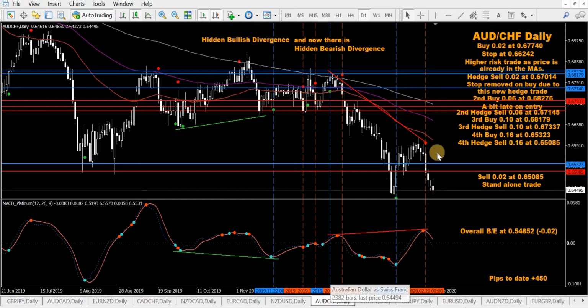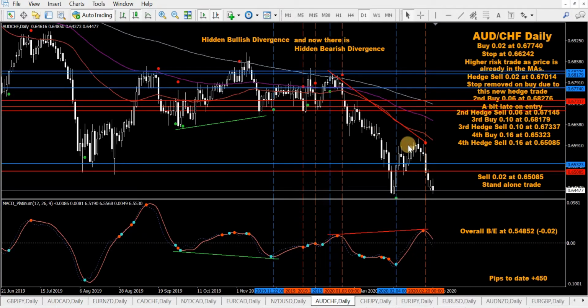Right, here's my Oz Swiss. I'm in a pretty big, ugly sequence here. Buy, sell, sell, buy, sell. Pause the video, read my notes. I'm in a lot of trades. So overall break even's way down because I'm minus 0.02. But the thing is, I'm hedged on all of these trades.